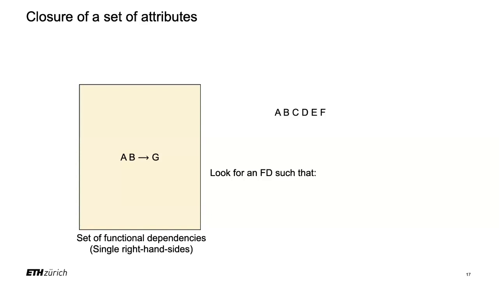We know from the functional dependency that if you know the value of A and B, then you know the value of G. So it follows that if you know the value of A, B, C, D, E, and F, then you also know the value of G, right? Who agrees? That's the idea.